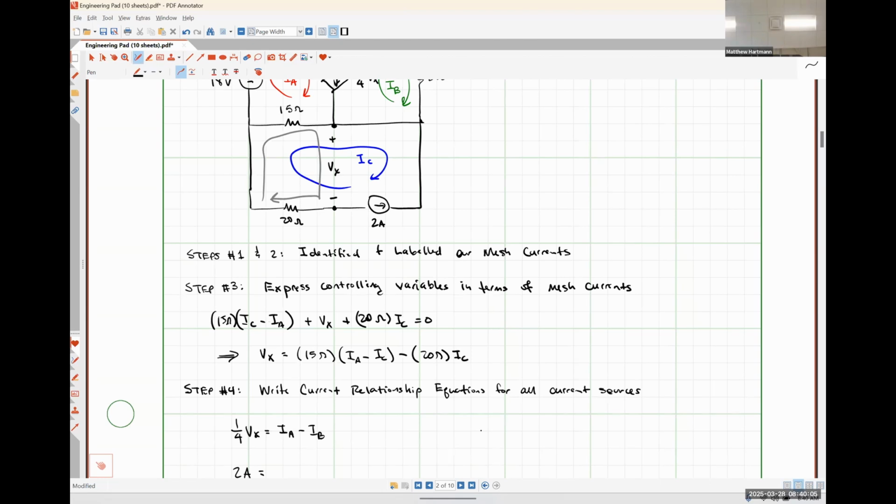Negative, right? IC, as it flows through that bottom branch, is flowing from right to left. The 2 amp current source is flowing from left to right. They're in opposite directions. We need a negative sign.